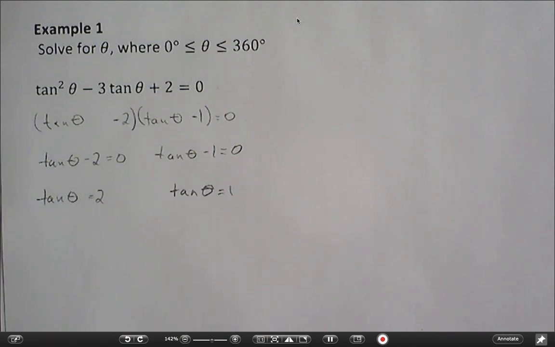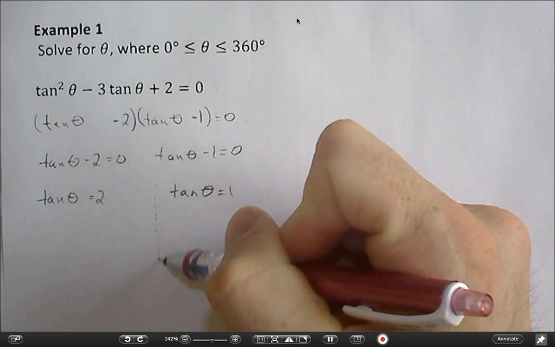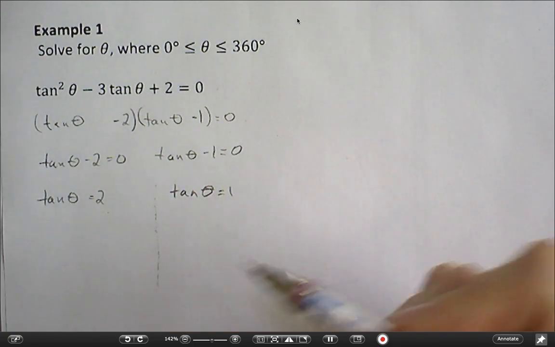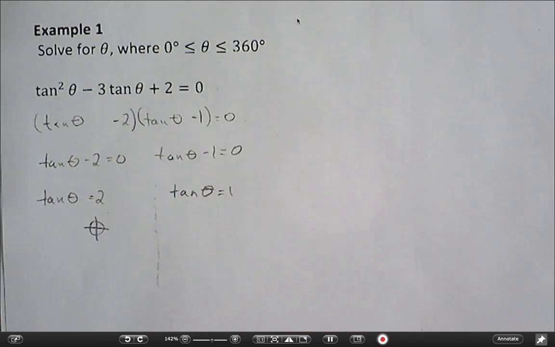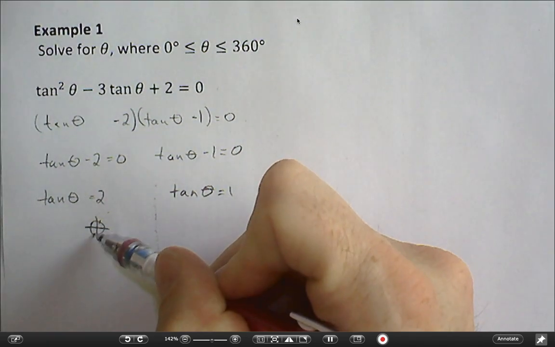So now here, really we have two smaller equations. I'm just going to put an invisible line right there, or maybe not so invisible. And I'm going to solve these like regular simple trigonometric equations. Let us start off with the left-hand side. I'm going to draw my unit circle because that's what I do. Where is tan 2? Tan is 2 in quadrant 1 and quadrant 3.